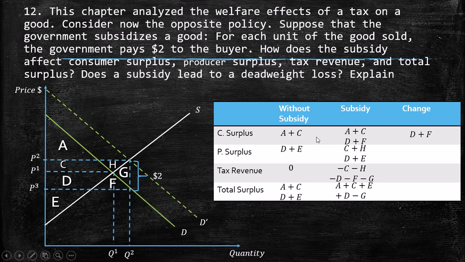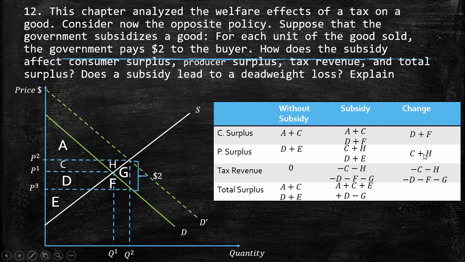So the change: the consumer surplus is going to be better. The consumers will be better off with the subsidy, which is the natural case of a subsidy, since they really want to make consumers and producers better off. So we have D plus F as an increase because this wasn't there before without the subsidy, and now with the subsidy they have this consumer surplus. The producer surplus, they will now have C and H, which wasn't part of it before. So this is going to be an increase for producer surplus.